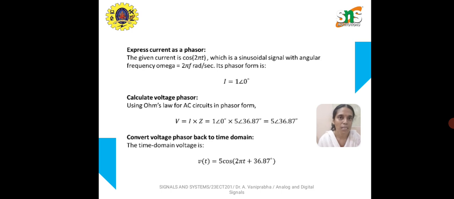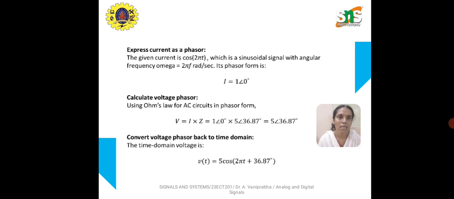So the next step is to convert the current into the phasor form. The current is given as i of t equal to cos 2 pi t. It is given in the rectangular form, and we have to convert it into the phasor form. Therefore, I is equal to 1, and the phase angle is 0. Why? Because there is no imaginary portion in the current equation.